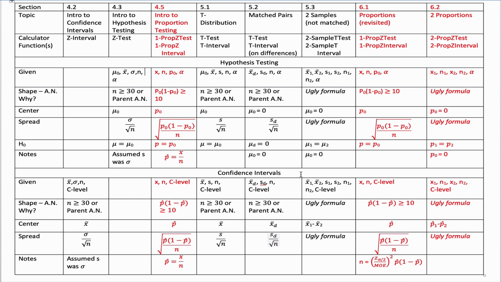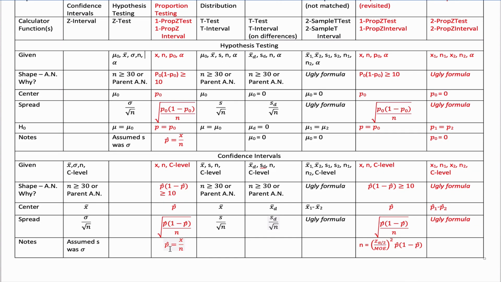Big picture stuff that I didn't write on here, but maybe that's worth talking about, is you always reject your null hypothesis if your p-value is less than alpha. If there's one sentence to have memorized for this class, it's that one. Say that over and over again. Reject your null hypothesis if your p-value is less than alpha. Conversely, you fail to reject your null hypothesis if your p-value is greater than alpha, or greater than or equal to if you really want. So that's how you make your conclusions when you're doing hypothesis testing.